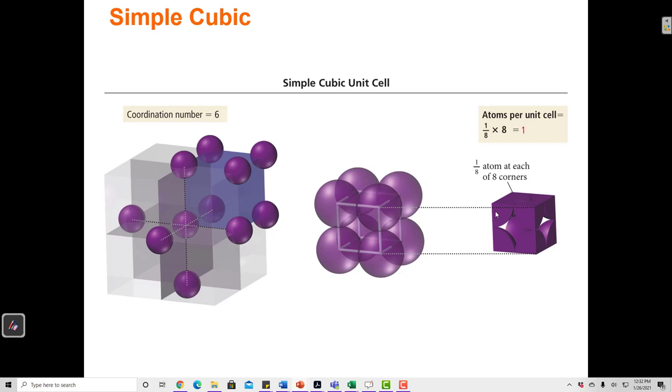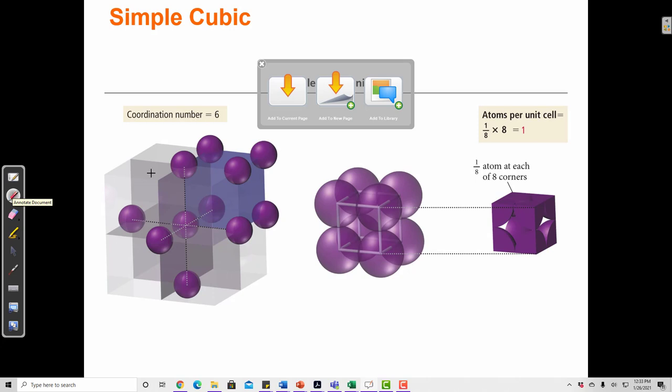And how do we know that that's true? So if we just focus on any one atom for a minute, let's look at just this one atom, but all of these atoms are exactly the same because they're all in this repeating structure of simple cubic unit cells.